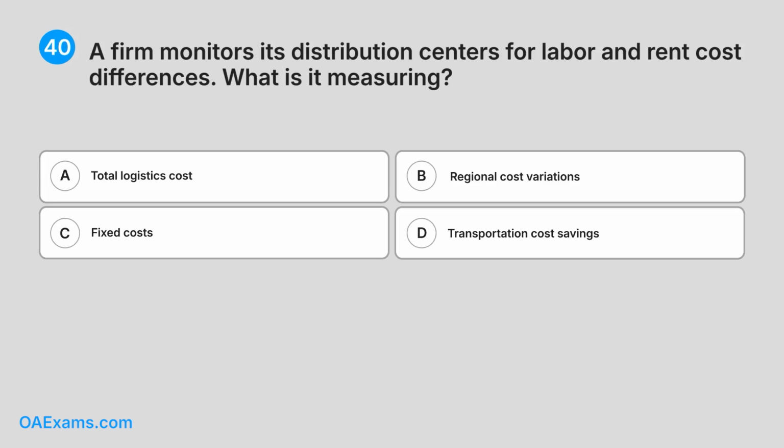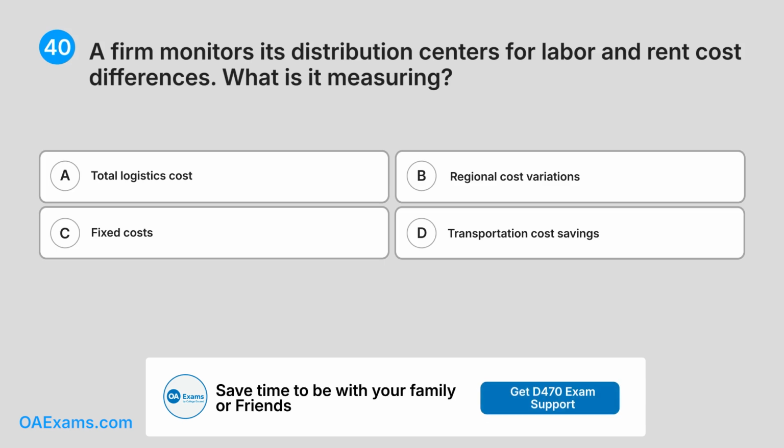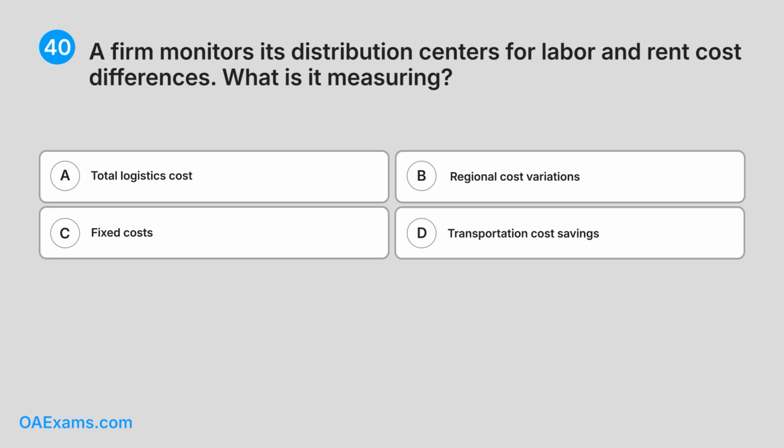40. A firm monitors its distribution centers for labor and rent cost differences. What is it measuring? A. Total logistics cost. B. Regional cost variations. C. Fixed costs. D. Transportation cost savings. Do you know the answer?